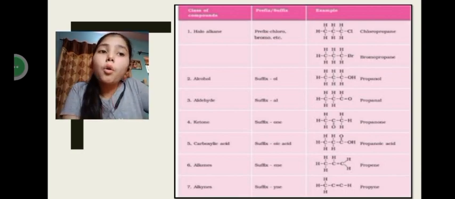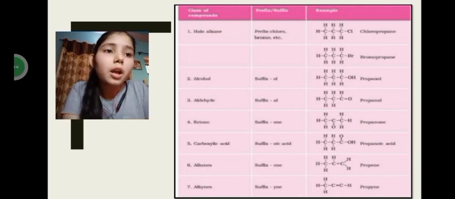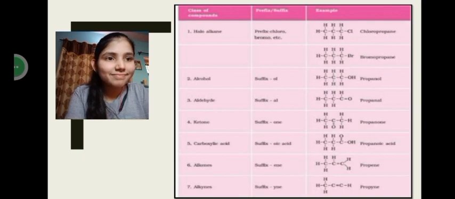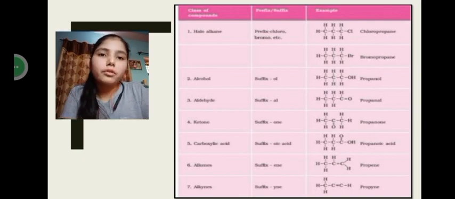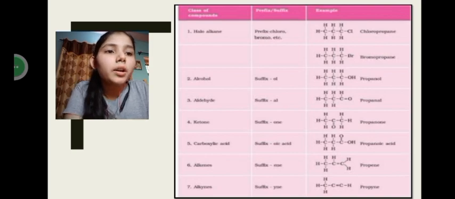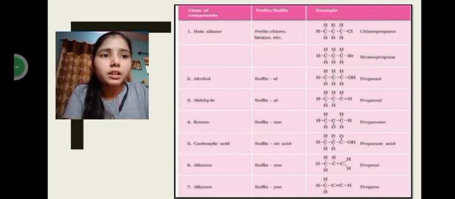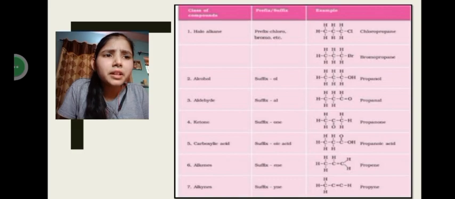The suffix ol is joined, like propanol. Okay, you have to learn these things, right? It's easy, but you have to learn. Propanol. Propane, yes.